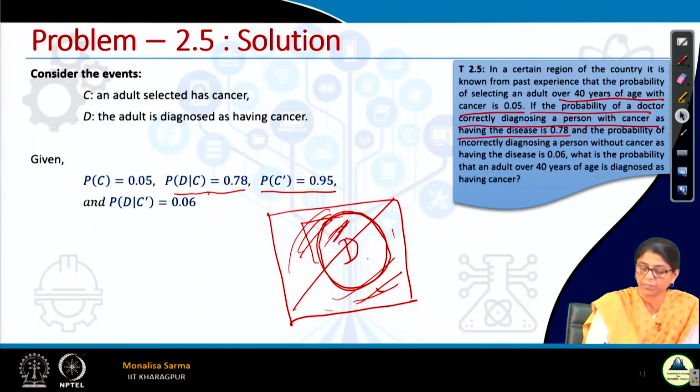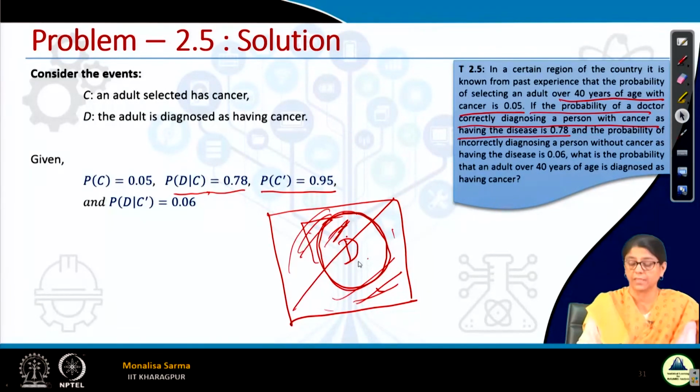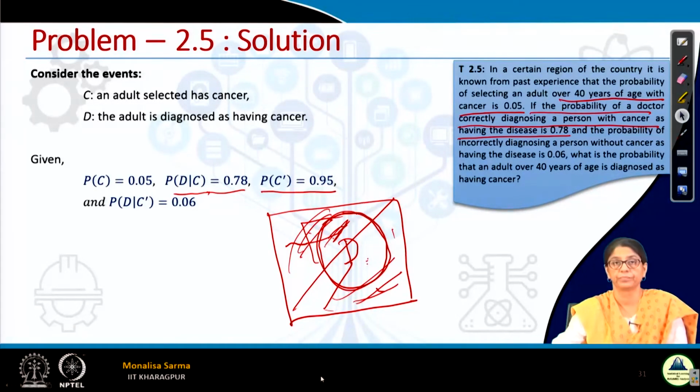So, some portion of the people who have cancer are diagnosed with cancer, and some portion of those who do not have cancer are still diagnosed as having cancer. Okay. So now, to find out the probability of D, we basically take the intersection of this part and this part. Intersection of this with D, intersection of this with D, what we have seen yesterday.